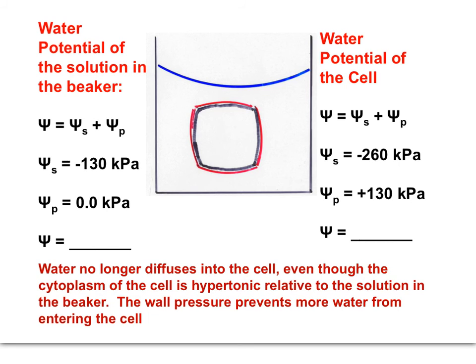Water no longer diffuses into the cell at this point, even though the cytoplasm of the cell is hypertonic relative to the solution in the beaker. The wall pressure prevents more water from entering the cell.